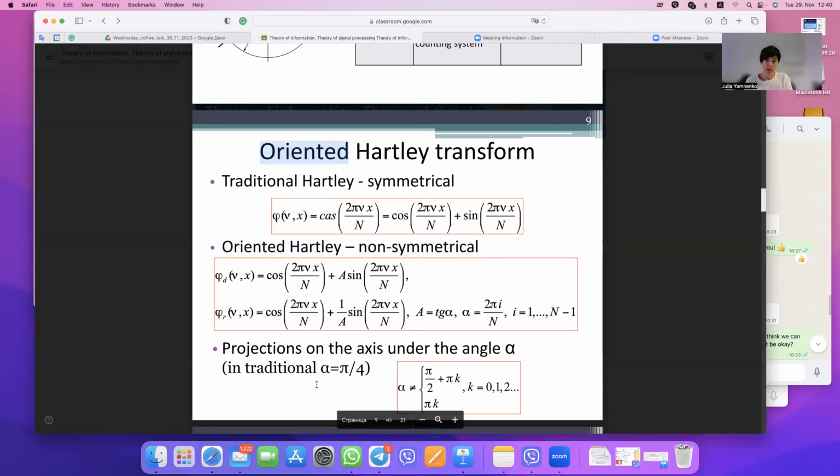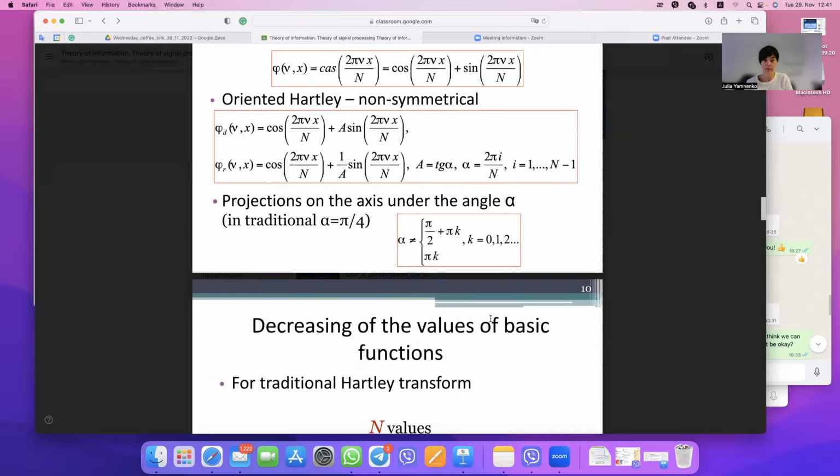Okay, and this alpha is now no longer equal to p over 4. There are some restrictions. It cannot be equal to p over 2 plus pk for different k, and also pk. So it cannot take the place of a vertical or horizontal axis because those are the coordinate axes. All other positions are allowable. Here alpha is equal to 2pi over n.